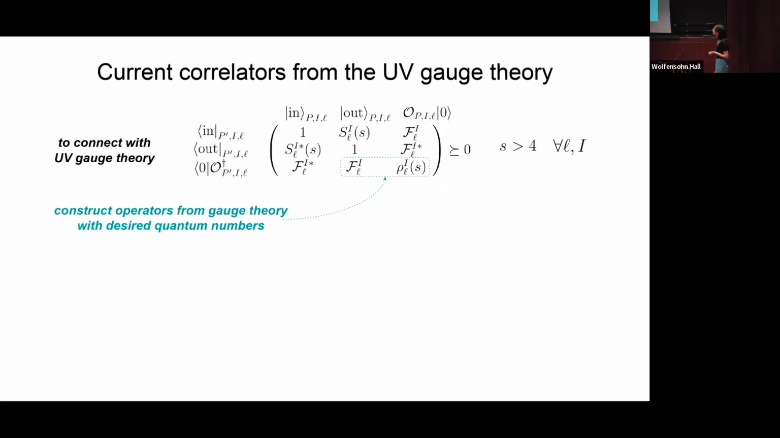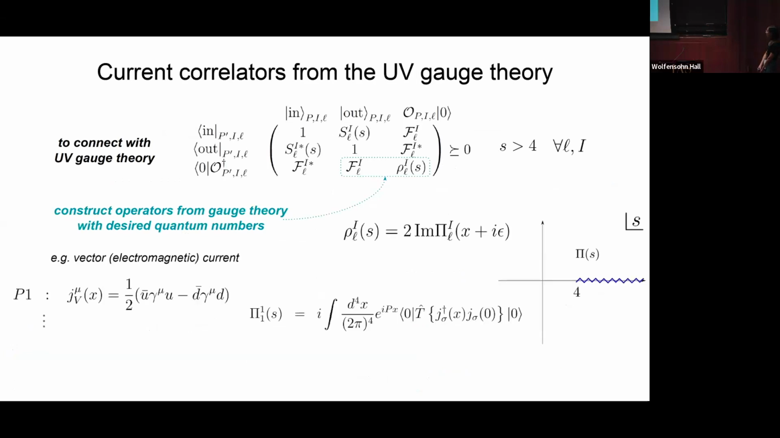What we would like to do is to connect with the UV gauge theory, and we'll have such a positive semi-definite matrix for each physical value of Mandelstam S, angular momentum, and isospin. And the idea now is to construct operators from gauge theory with desired quantum numbers such that their form factor and spectral density enter this kind of matrix. To take an example, we can consider the vector current that has isospin 1, angular momentum 1, and we can directly write it down using the quark fields.